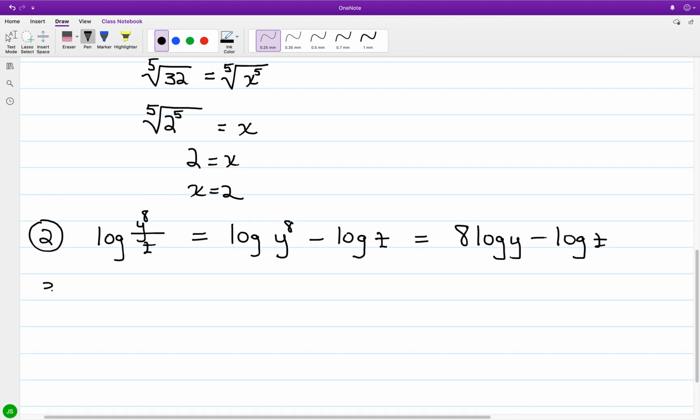Now, for item number 3, we're looking at expanding once again, and we have the base 10 logarithm of the cubic root of x to the fifth, divided by the product of y squared and z.